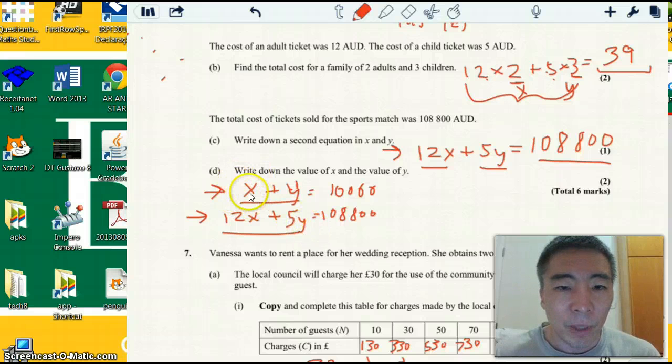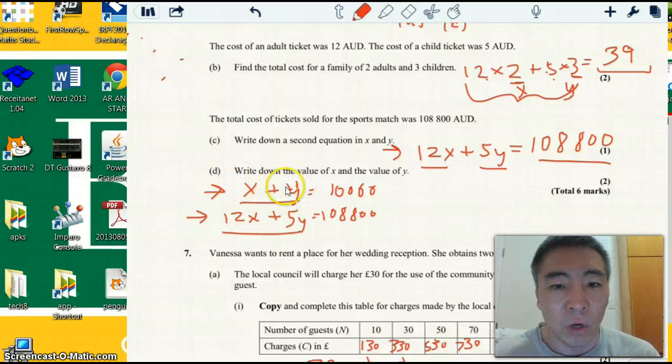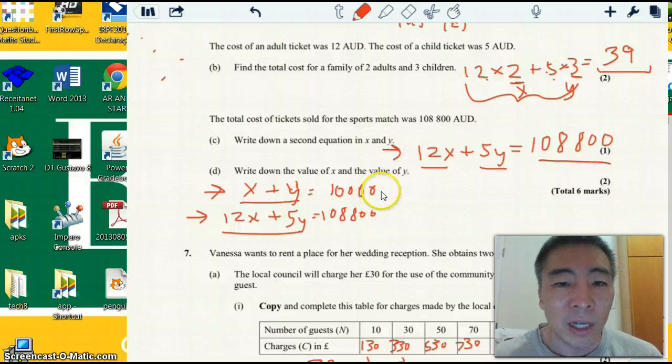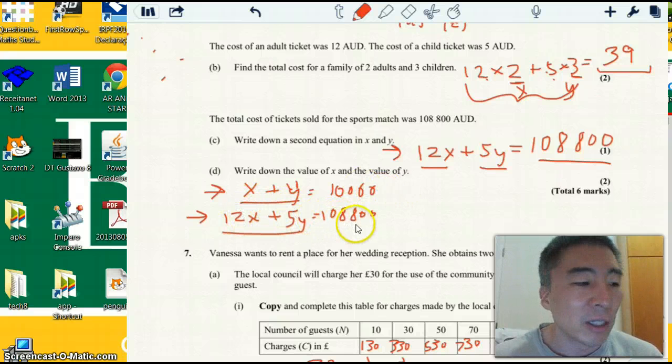You say, well, x plus y, actually, the coefficients, the numbers that are multiplied times x and y are 1 and 1. And the bottom one's easy to see. It's 12 times the first variable, and it's 5 times the second variable. So the first equation is 1, 1, and 10,000. The second equation is 12, 5, and 108,800.